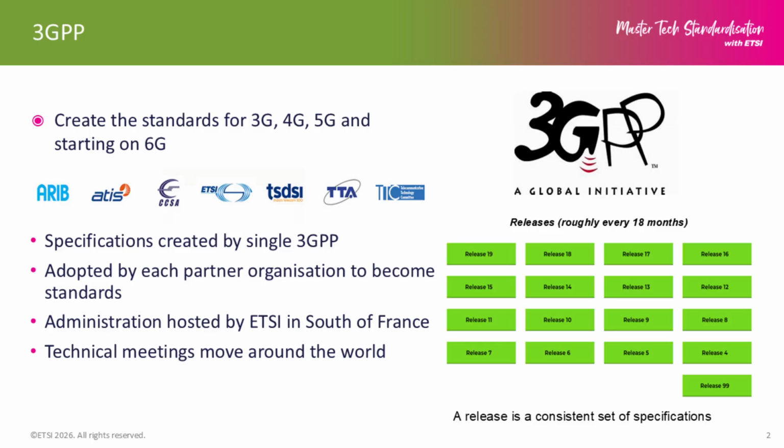3GPP is the place where all your mobile phone specifications are written. They created 3G, 4G, 5G and are now starting working on 6G. The project was created to have a single global mobile standard. This has allowed phones to work anywhere in the world with a single standard.